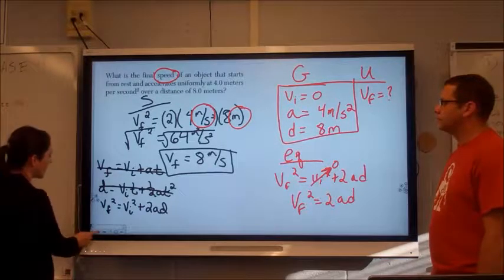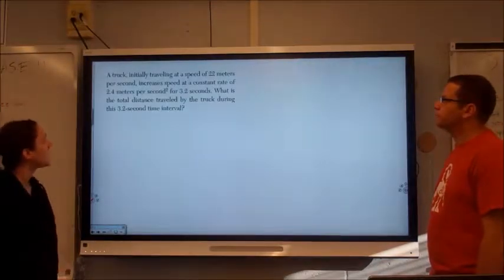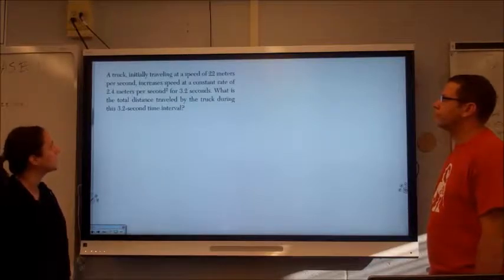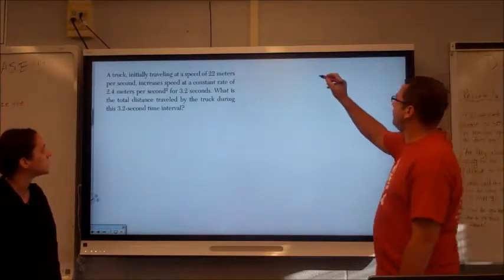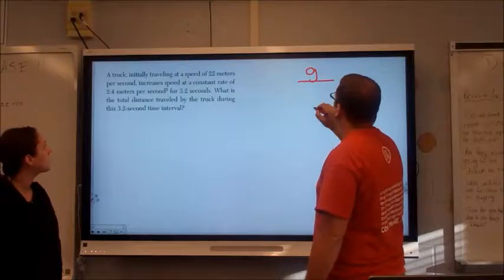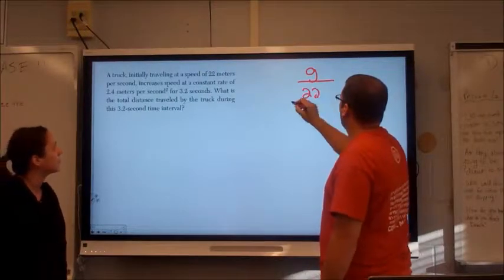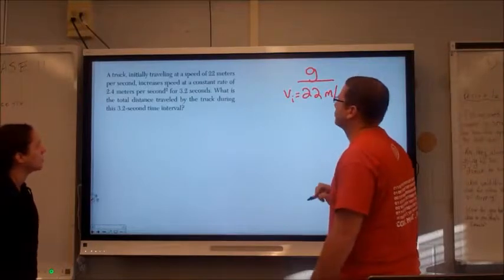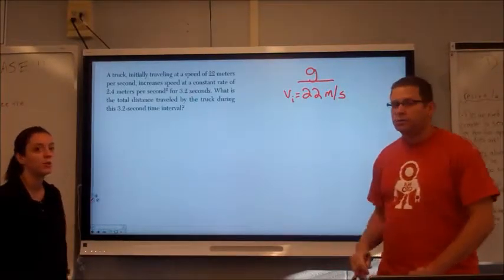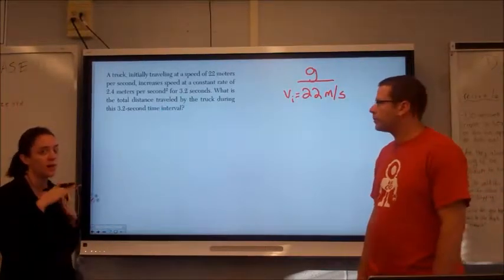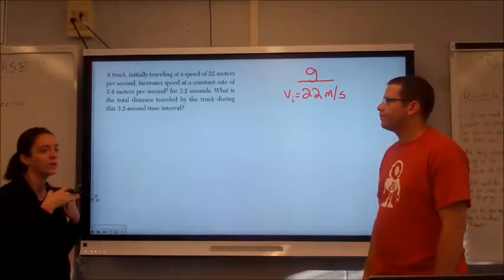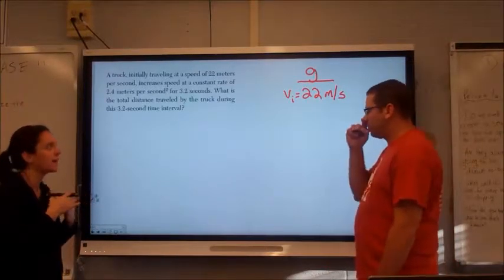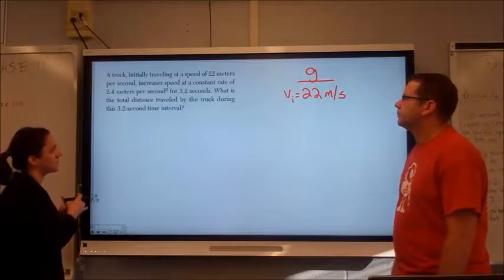All right, let's do one more question. So we have a truck initially traveling at a speed of 22 meters per second, increases speed at a constant rate of 2.4 meters per second squared for 3.2 seconds. What is the total distance traveled by the truck during this 3.2 second time interval? You should be doing the same thing you did before. Time out, pause us, write it down, see how far you can get. Try and solve through this entire thing.